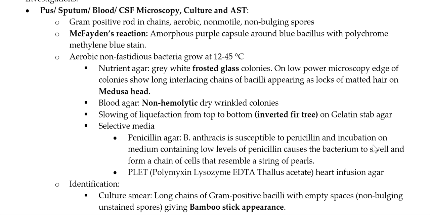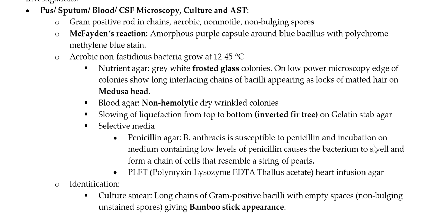On blood agar, it causes non-hemolytic, dry, wrinkled colonies. So this is very important: non-hemolytic colonies on blood agar. It is very important because other bacilli are usually hemolytic. And on gelatin stab agar, it shows slowing of liquefaction. It means at the top there is maximum liquefaction. As it goes deeper into the medium, the liquefaction gradually decreases. So it will give us an inverted fir tree appearance.